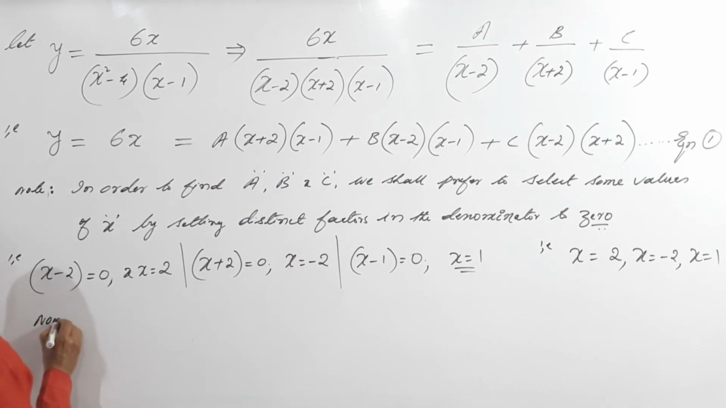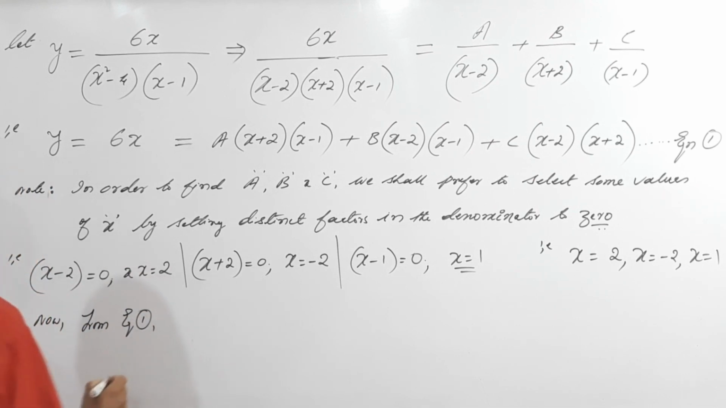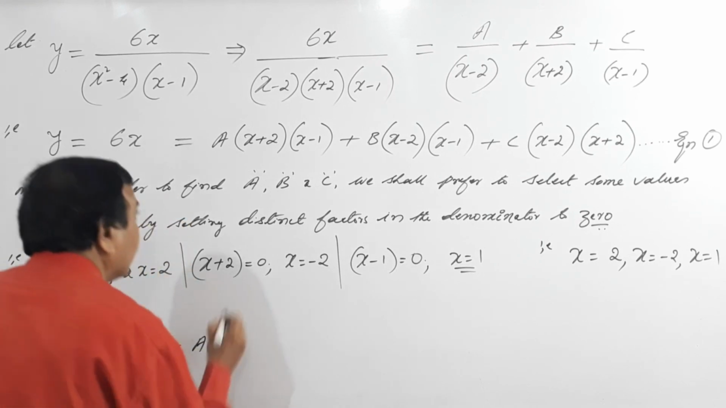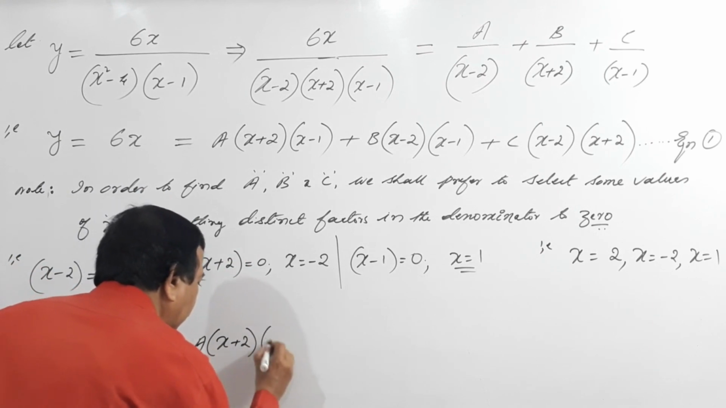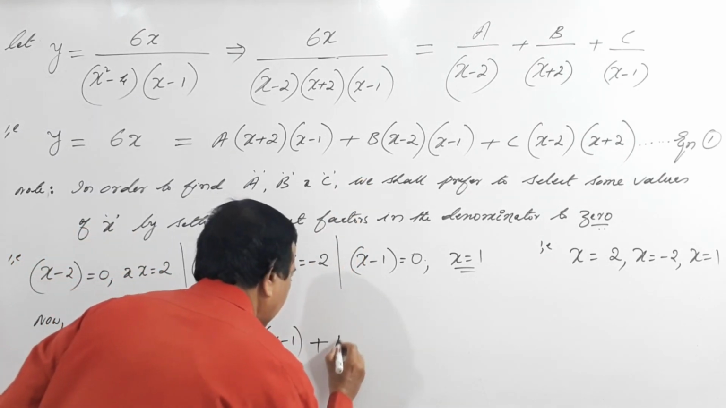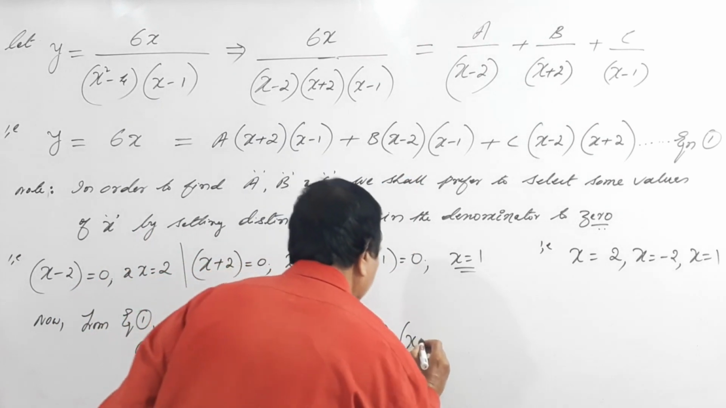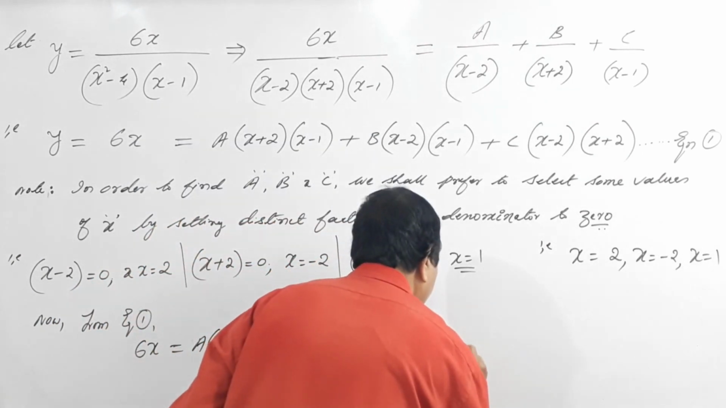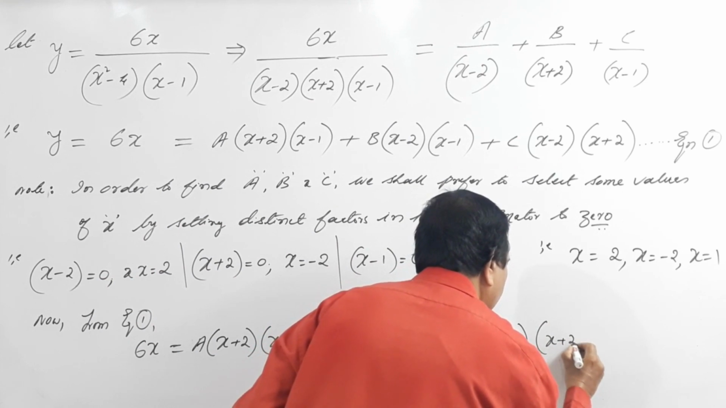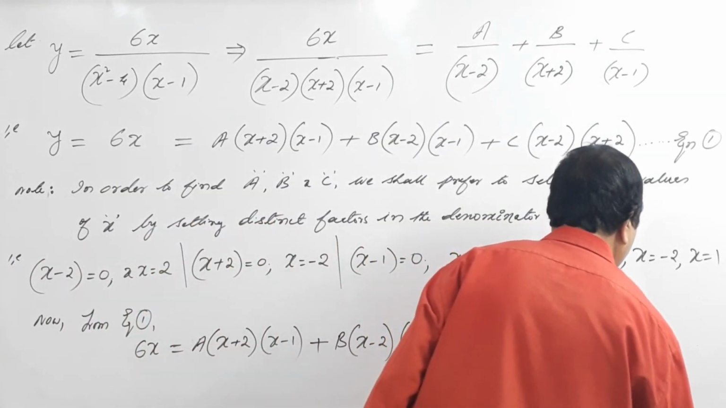Now from equation 1, that is, 6x equals A(x plus 2)(x minus 1) plus B(x minus 2)(x minus 1) plus C(x minus 2)(x plus 2). This is our equation 1.